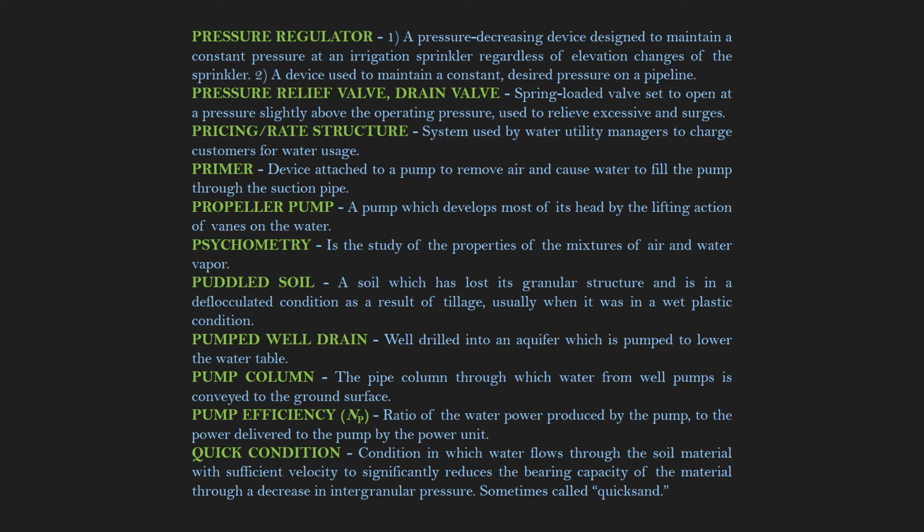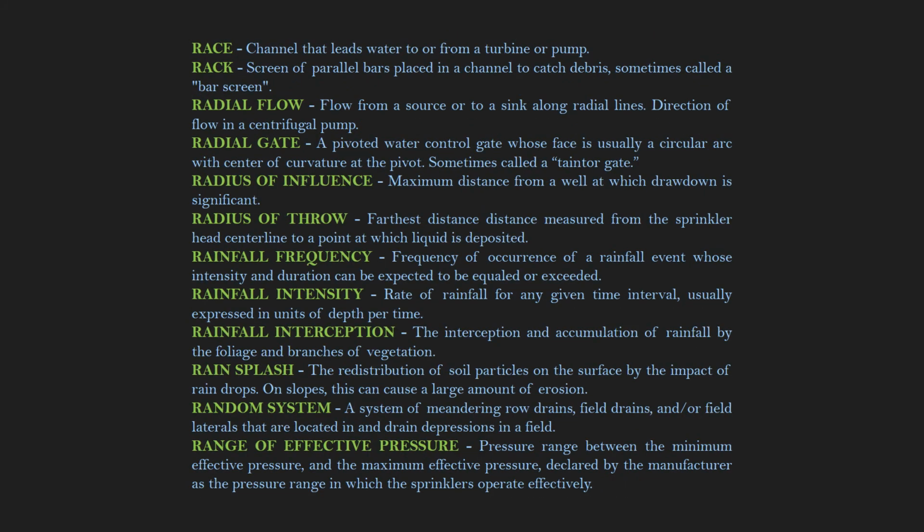Quick condition. Condition in which water flows through the soil material with sufficient velocity to significantly reduce the bearing capacity of the material through a decrease in intergranular pressure. Sometimes called quicksand. Race. Channel that leads water to or from a turbine or pump. Rack. Screen of parallel bars placed in a channel to catch debris. Sometimes called a bar screen. Radial flow. Flow from a source or to a sink along radial lines. Direction of flow in a centrifugal pump.